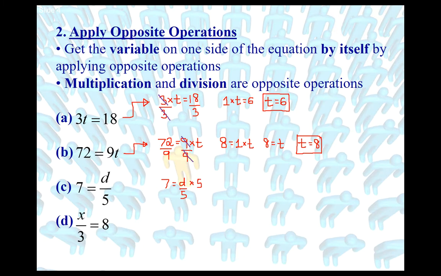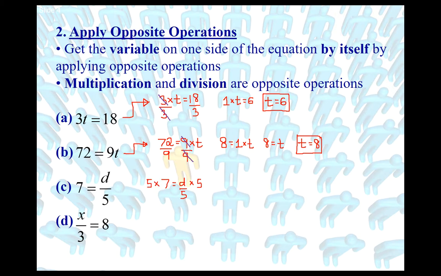Now, the reason this works is because if you have a 5 on the top and a 5 on the bottom, they'll just cancel each other off. But let's worry about that in a moment. If I multiply this side by 5, you also have to multiply this side of the equation by 5. So we're going to write it like this. We're going to say times 5. 5 times 7 is that.